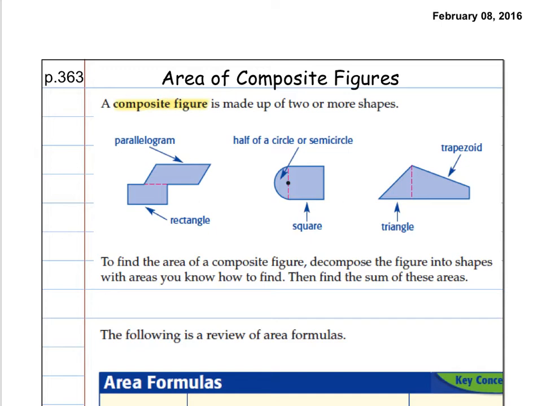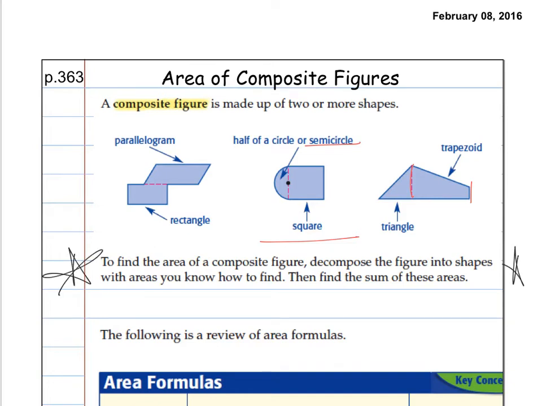So, area of a composite figure. A composite figure or an irregular figure is made up of two or more shapes. Examples here: this is one big shape, and you wouldn't actually see that dotted pink line. That is one figure made up of a parallelogram and a rectangle. This would be a figure made up of a square and half of a circle, also known as a semicircle. And this is a shape made of a trapezoid, which has one set of parallel sides, and a triangle.